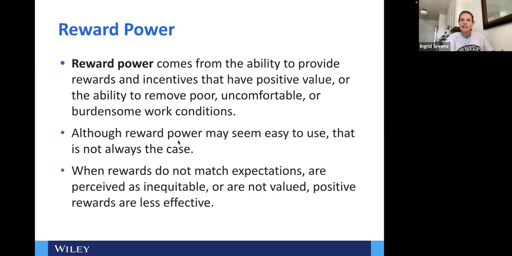Reward power, right, is a little bit similar but different. It's the ability to provide rewards and incentives that have positive value, to remove poor, uncomfortable, or burdensome work conditions. And I feel like, yeah, there's a lot of value in these rewards sometimes. It may seem easy to use, but that's not always the case, right?